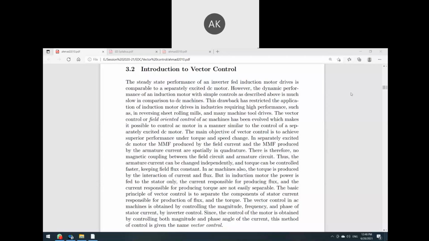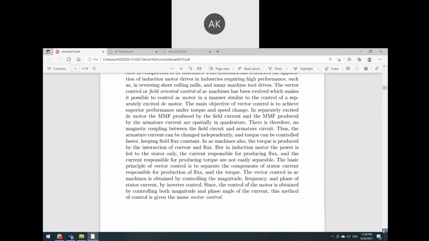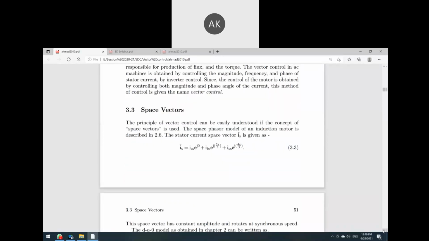As we already discussed, we started the chapter on vector control of induction motor drive in the previous class. The next topic in this chapter on vector control is the space vector. The principle of vector control can be easily understood if the concept of space vector is used.